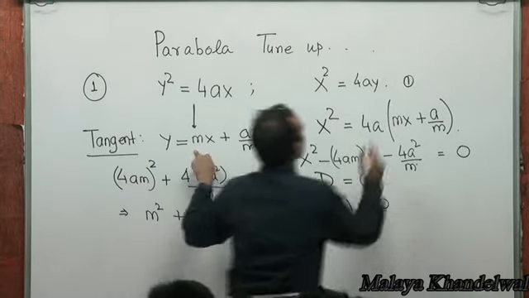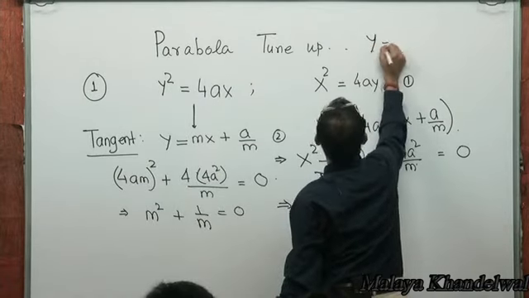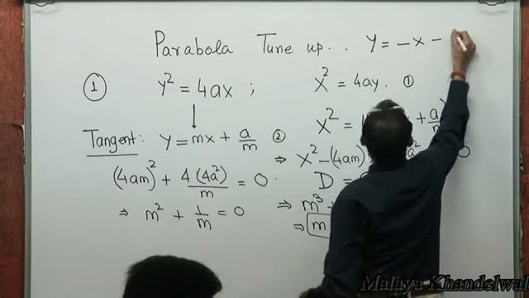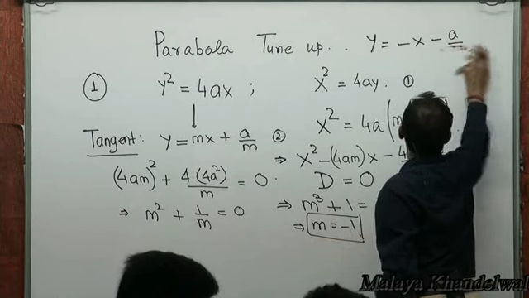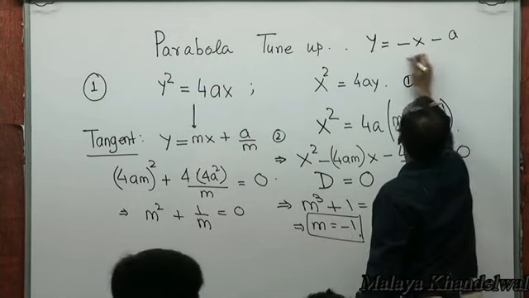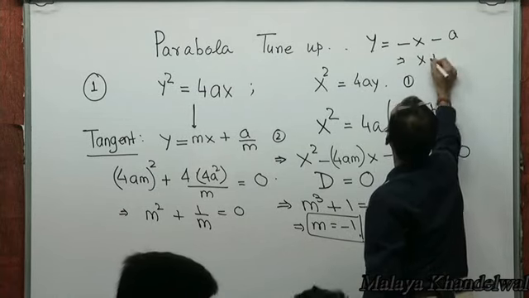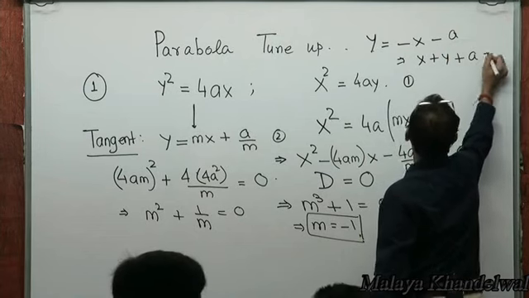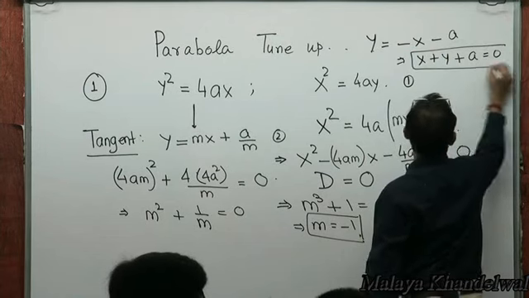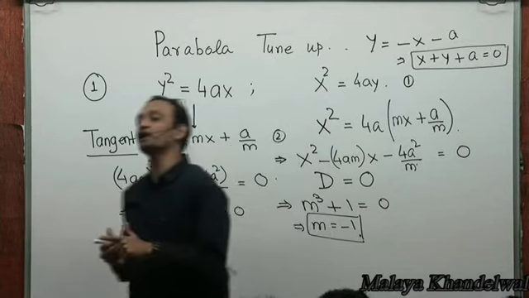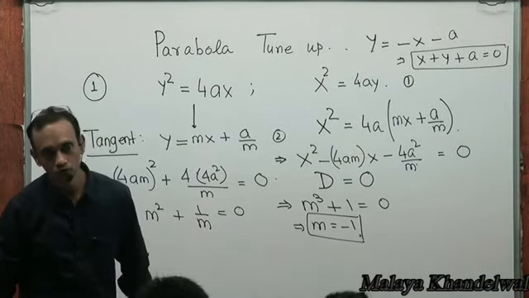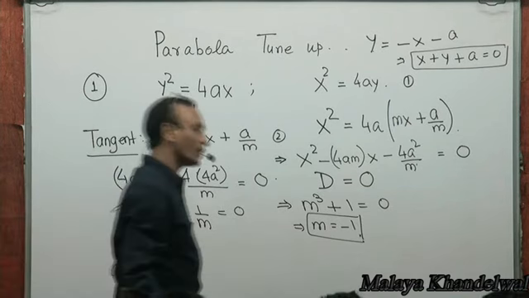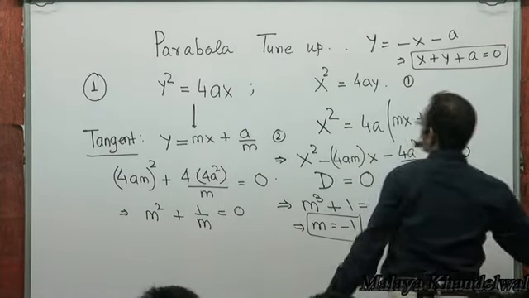So m equal to minus 1 will give me y equal to minus x minus a by m, minus a, right? Which will give me x plus y plus a equal to 0. That's the common tangent between the two parabolas. How about it? Right? Okay. Let's look at the next one.